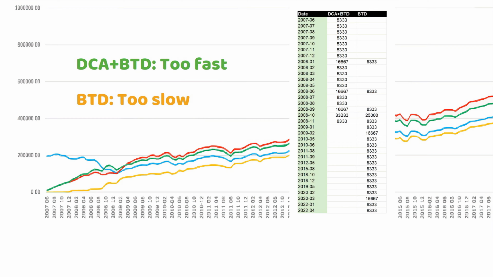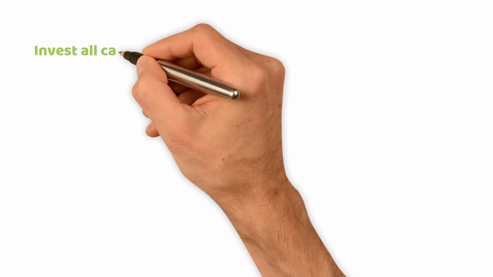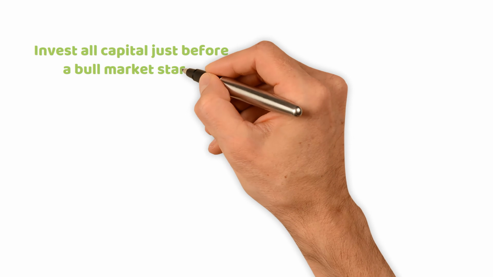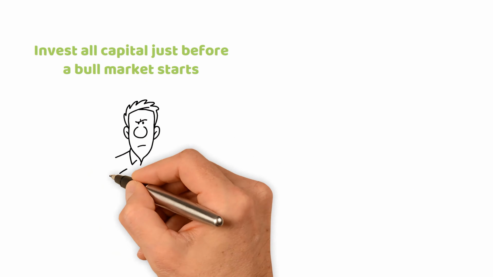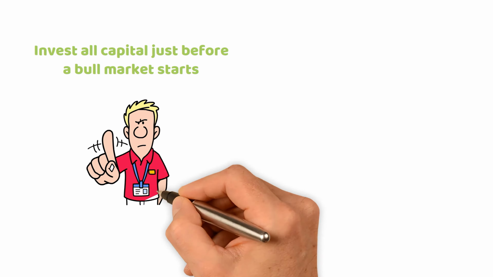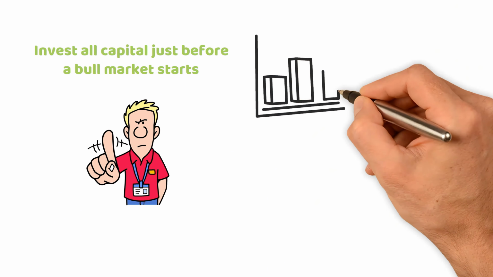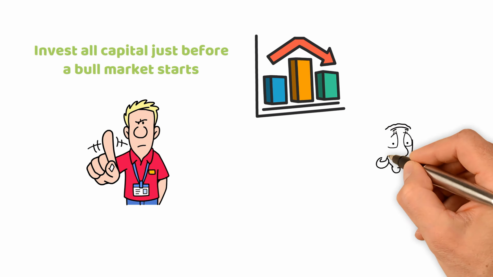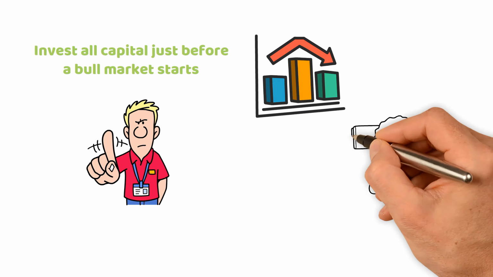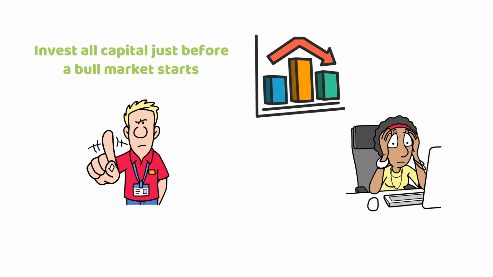Looking at the data, it might seem like the ideal strategy is to invest everything just before a bull market starts. But in reality, that's almost impossible to pull off. We can't predict when a bull market begins or where we are in the bear cycle. Most investors simply can't time the market, and trying to do so often backfires. I talked about the cost of market timing in a previous video. Check the link if you're interested.